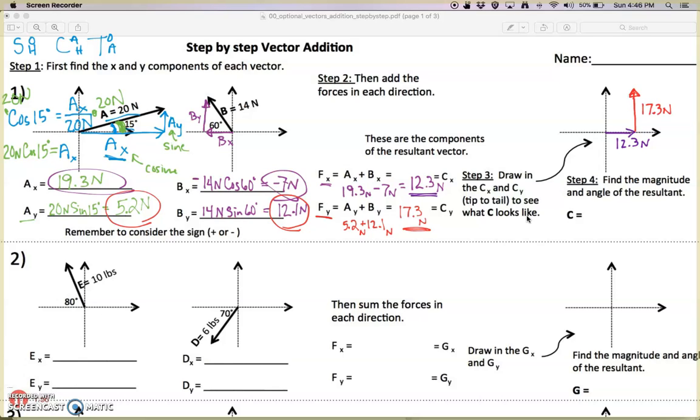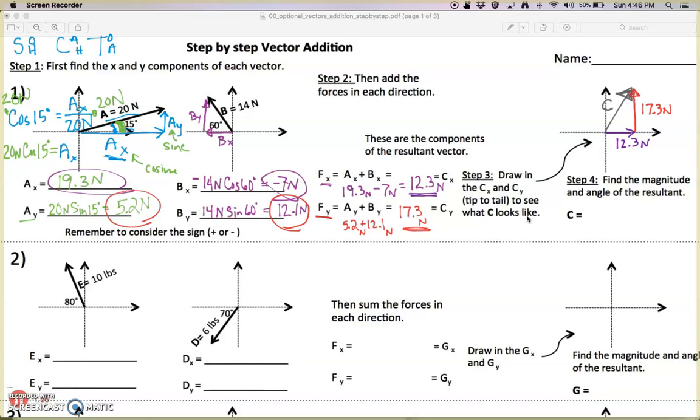17.3 newtons. So these two vectors together combine to give us our answer vector, and I'm going to put that in gray. What an exciting color. So our answer vector C is right there. It's pointing up and to the right.